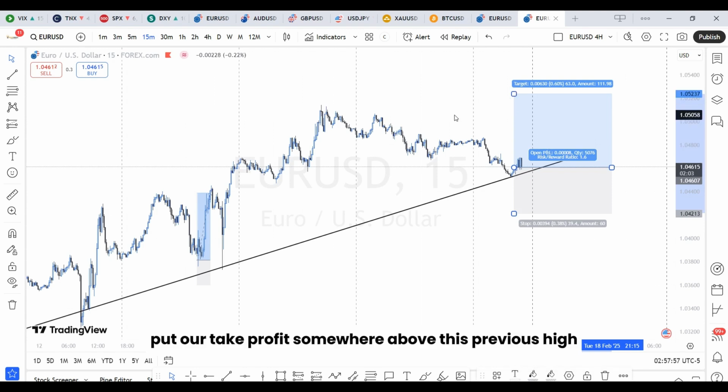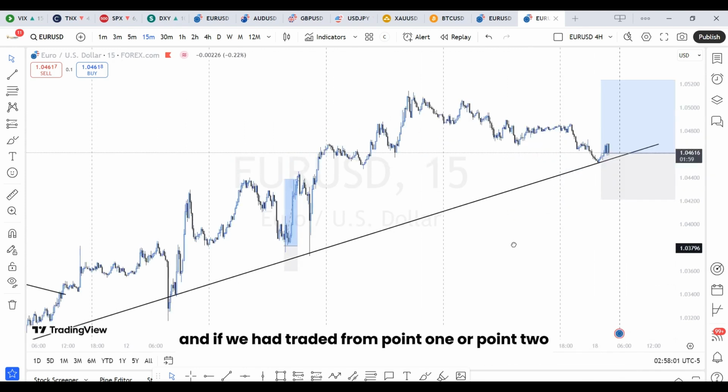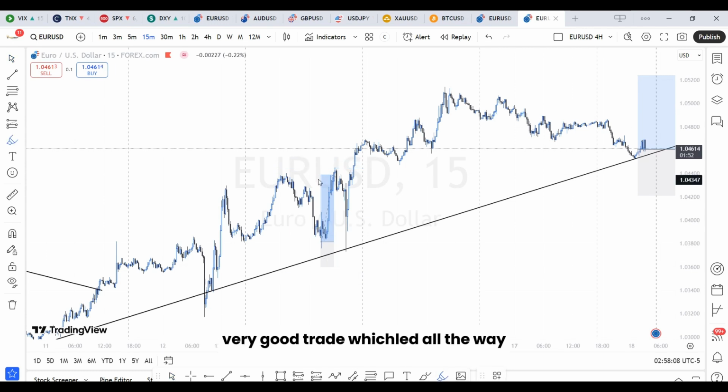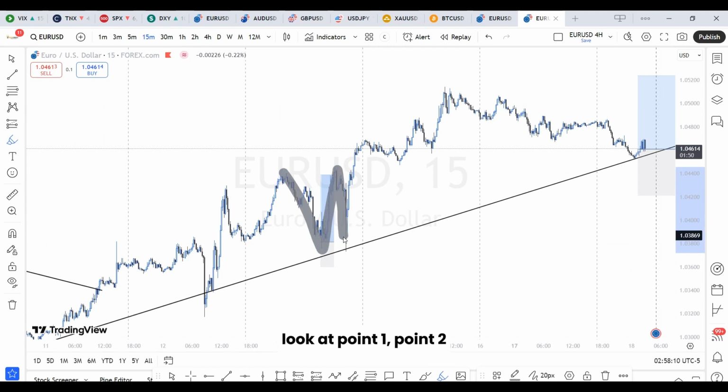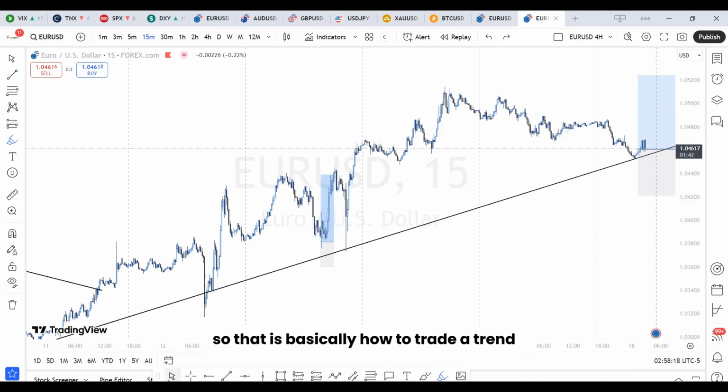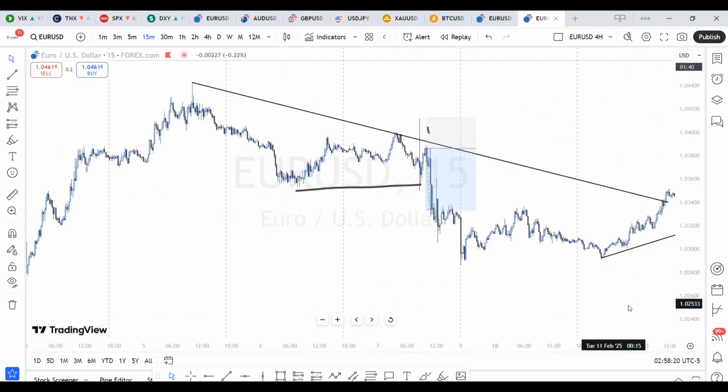We want to put our take profit somewhere above this previous high, and if we traded from point 1 or point 2, we would have gotten a very good trade, which led all the way to this buy movement. So that is basically how to trade a trend.